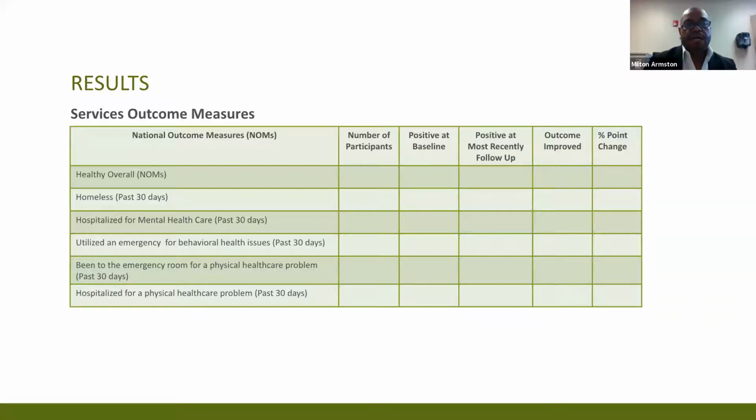We look at overall health, we look at homelessness, we look at hospitalizations for behavioral health but also physical health reasons. And we also look at the utilization of the emergency department. Next slide.